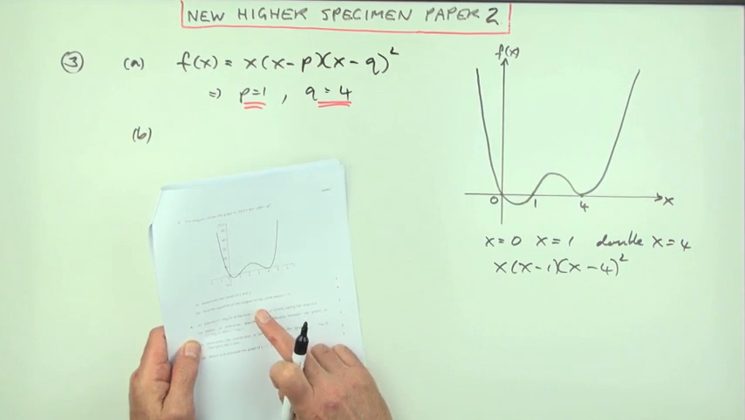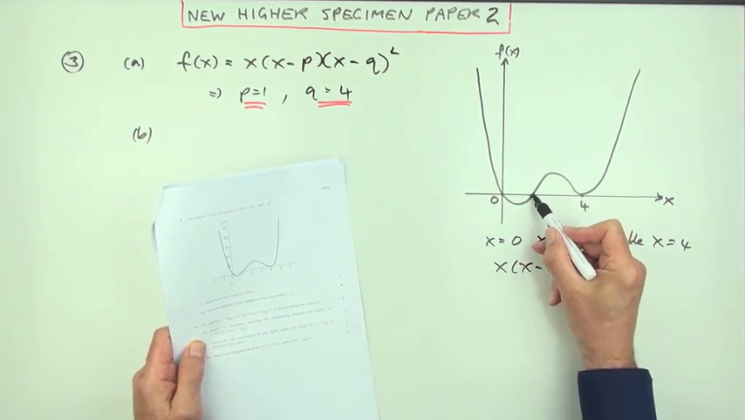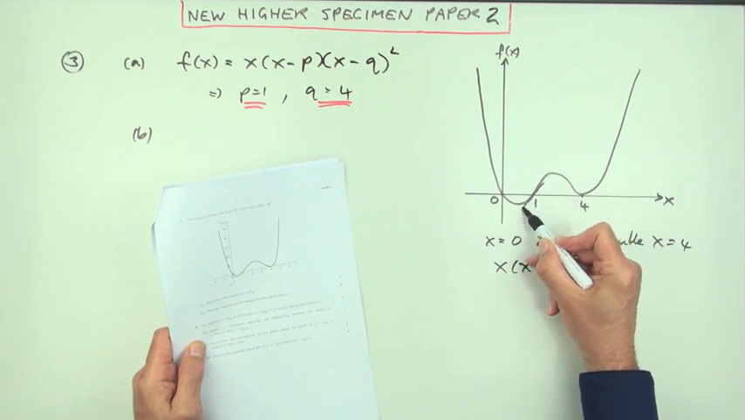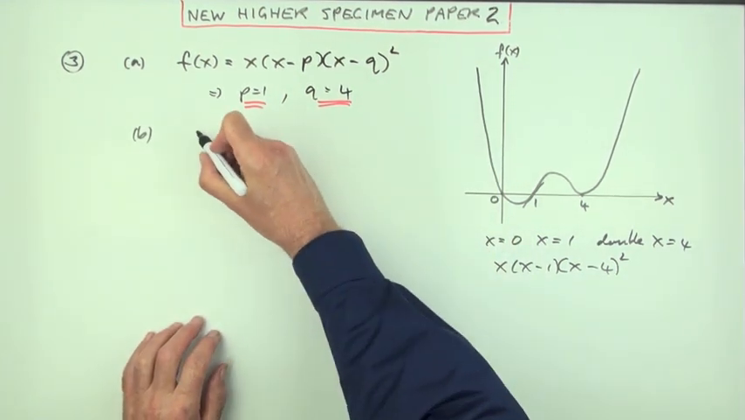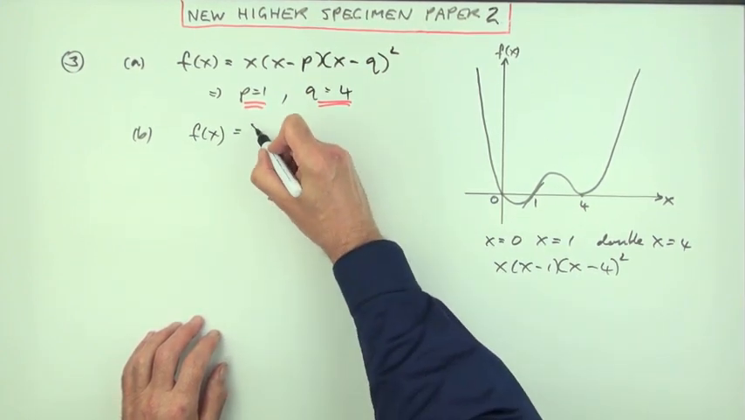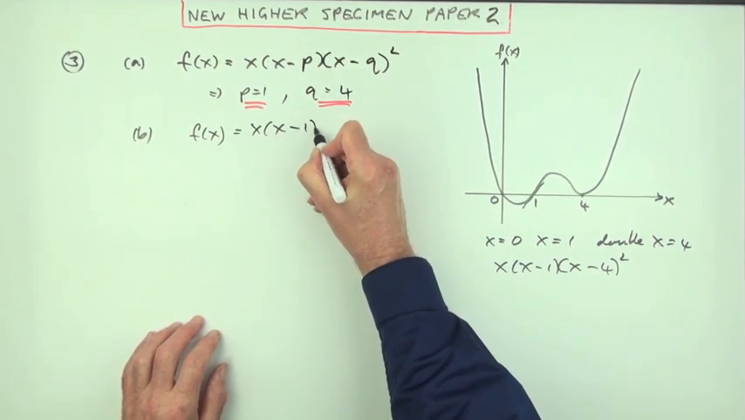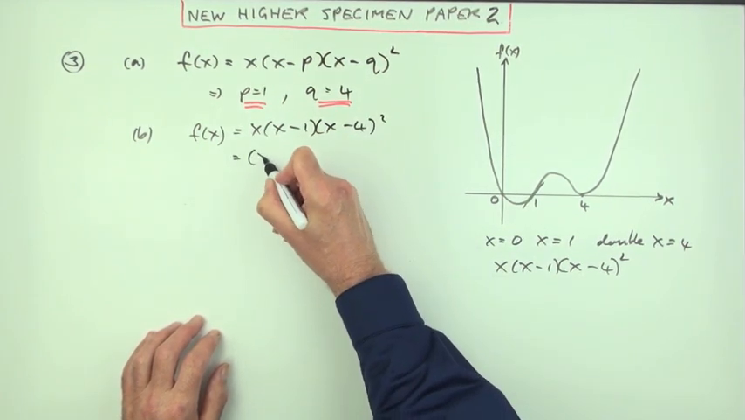Part B. What's the equation of the tangent to the curve when x equals 1? Well, there's x equals 1 there, so it's this line here that we're looking for. Well, I'll need to differentiate to get the gradient. That's no use for differentiating, so I'll have to multiply it all out. So what is f of x? It was x times x minus 1 times x minus 4 squared. We'll just do that in two bits.